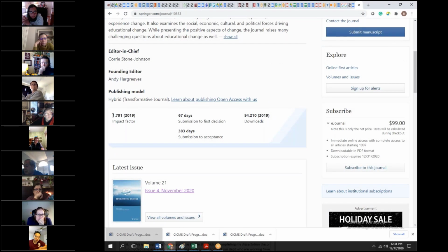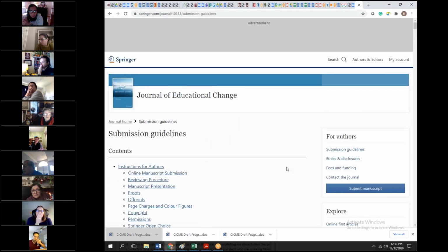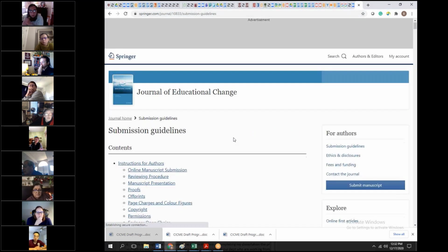The reason is because it has a really good impact factor. You can see that from 2019, it has lots of downloads. And it's a good publisher. It's Springer. It's not a predatory journal. Now, that being said, if you will notice, look at this, fees and funding. We're going to look at that in a minute. But you look at submission guidelines next.